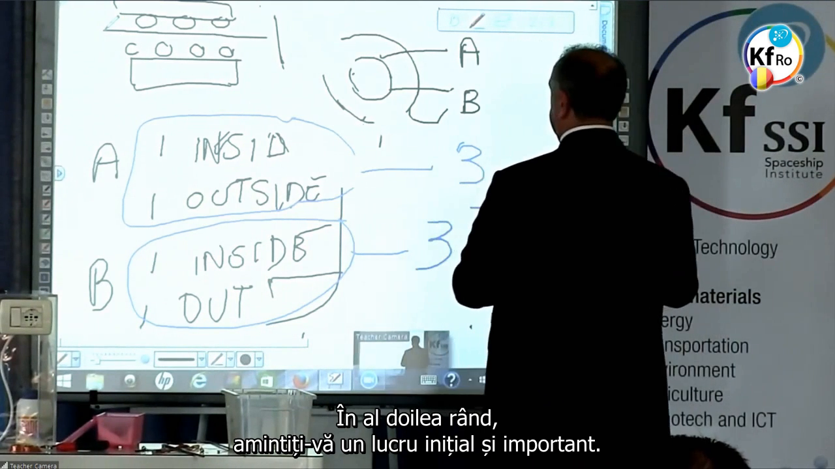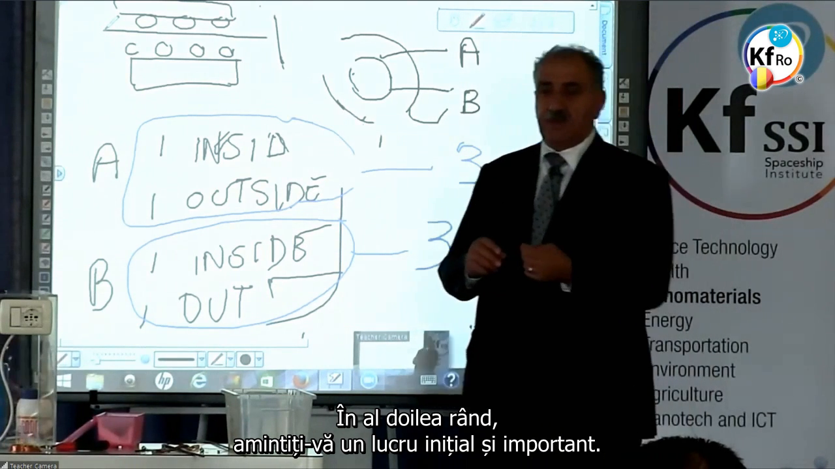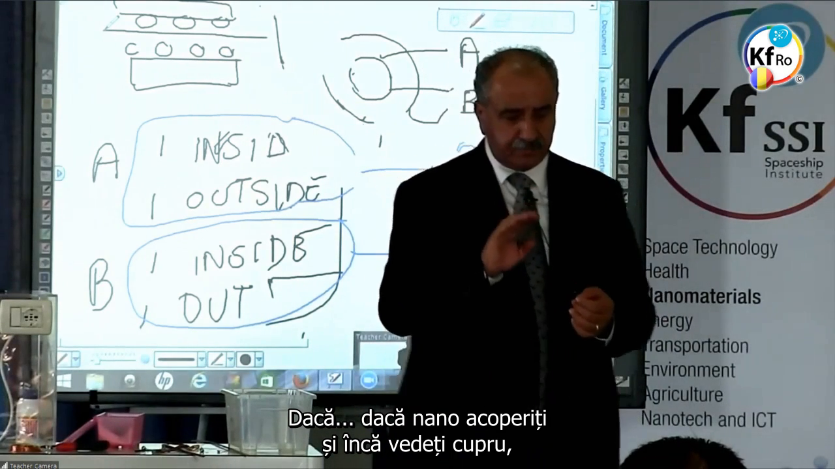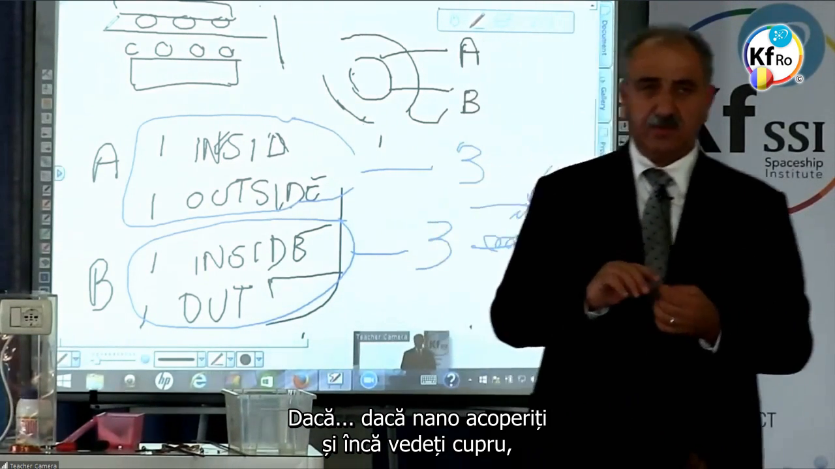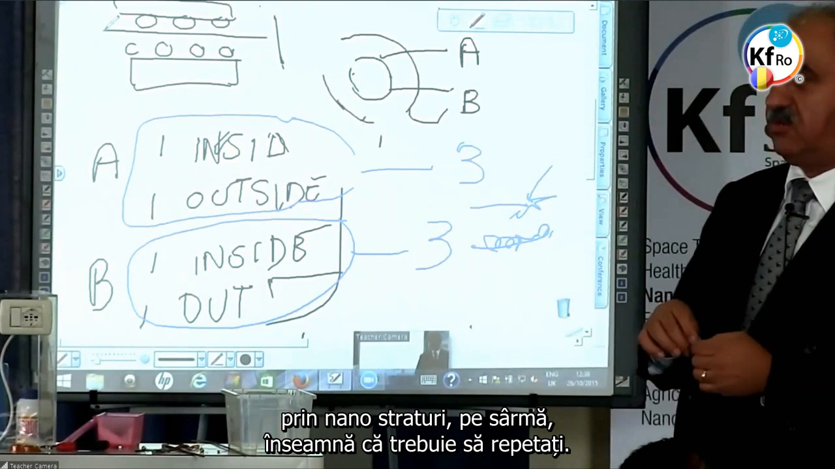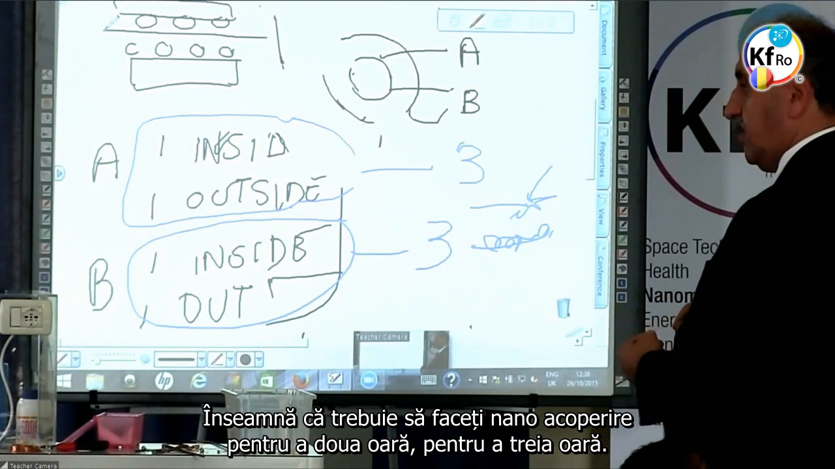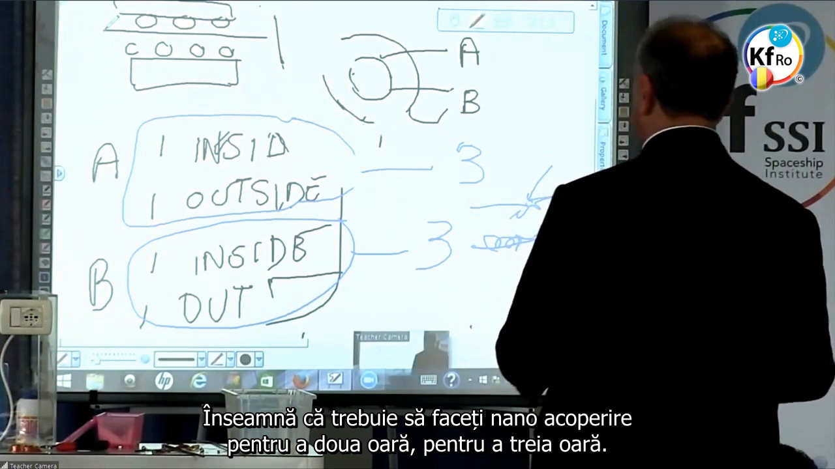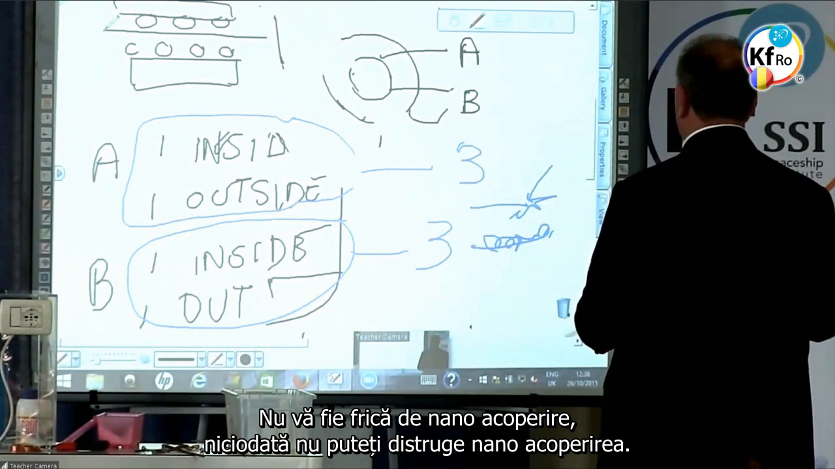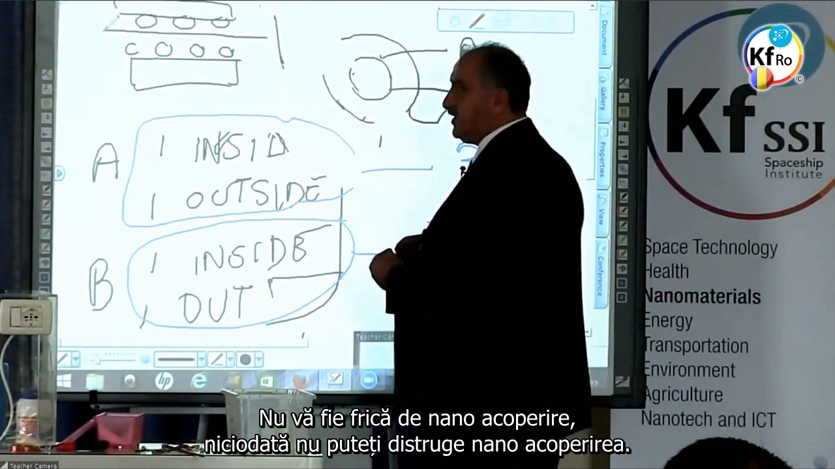Secondly, remember one initial and important thing. If you nano coat and you still see copper on your nano coating on your wire, it means repeat, please. It means you're going to nano coat for a second time or a third time. Don't be afraid of nano coating. You can never damage nano coating.